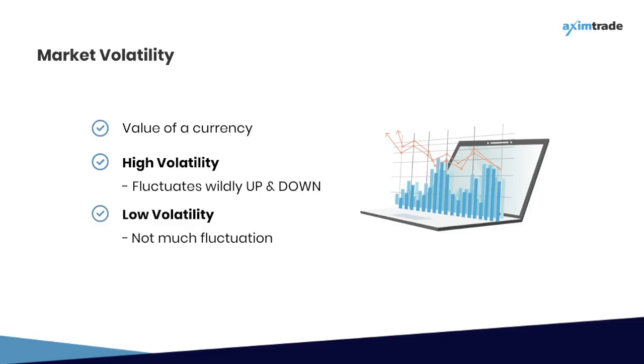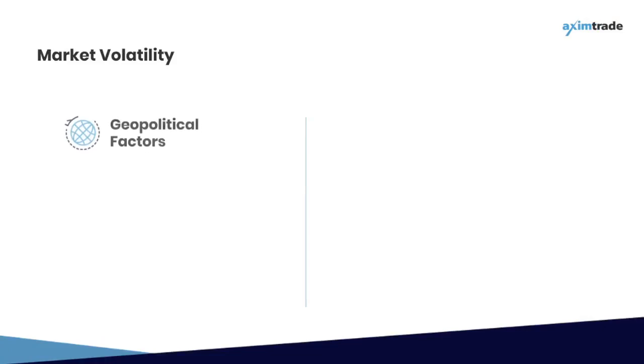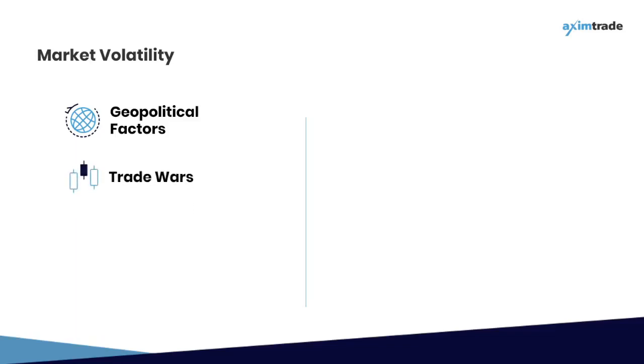There are a few factors that cause volatility which can affect forex trading. One of the major causes of volatility is geopolitical factors such as wars, uprisings, riots, and other forms of unrest. Second, trade wars, whether they are between the US and China or any other region or country, can also lead to market volatility due to billions or trillions of transactions involved.